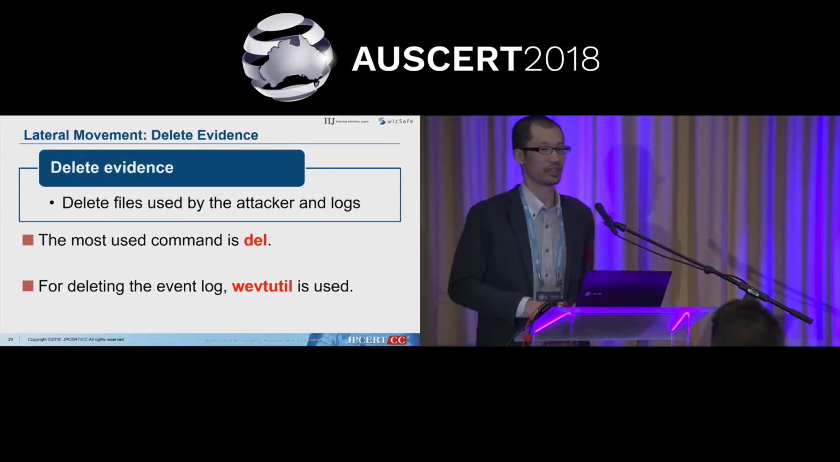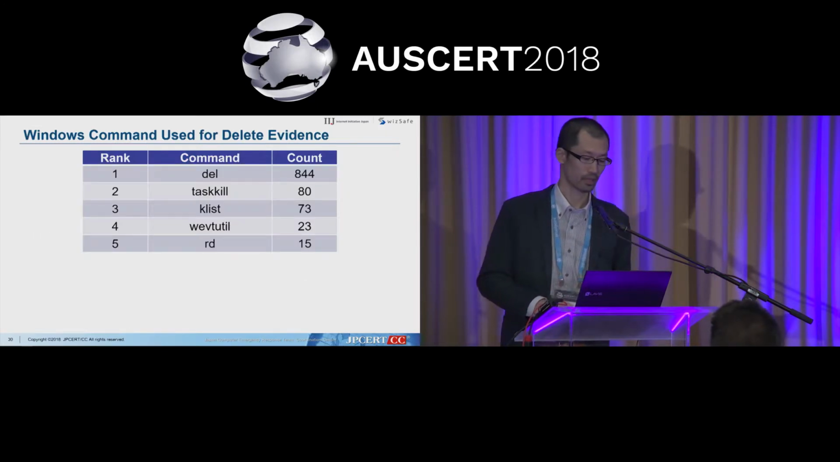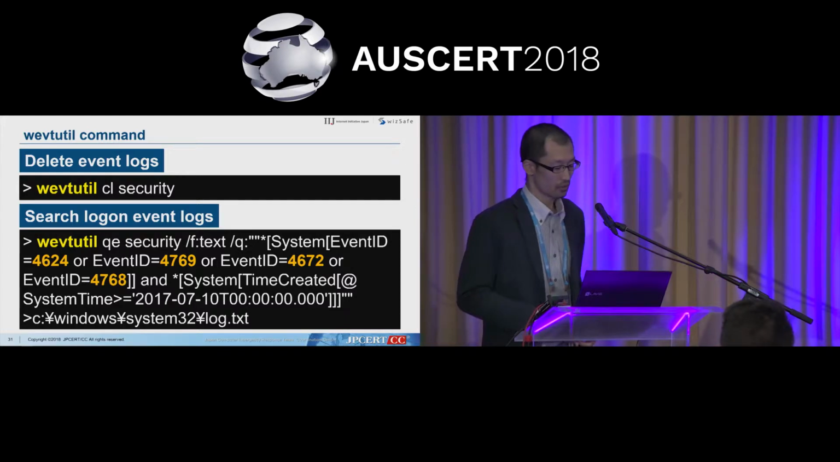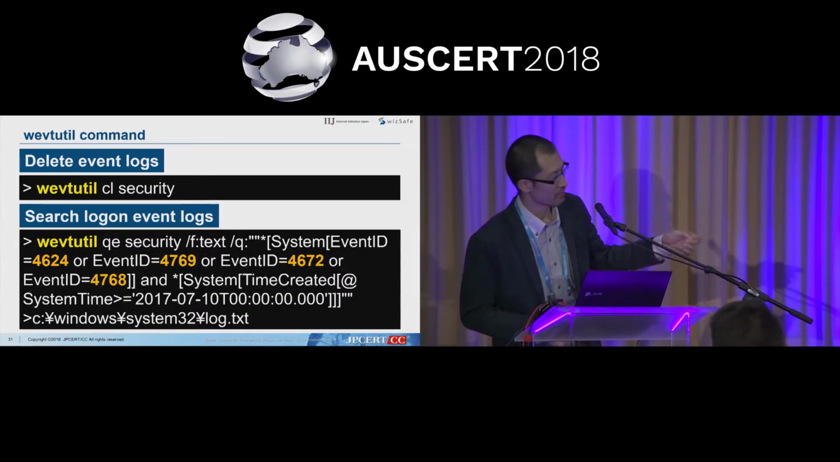Fourth step is delete evidence. The most used command is the delete command. In a few cases, they use wevtutil to delete the event log. They also use delete, taskkill, klist, and wevtutil commands. In addition to deleting event logs, wevtutil can search them. This example is searching the log by event ID.